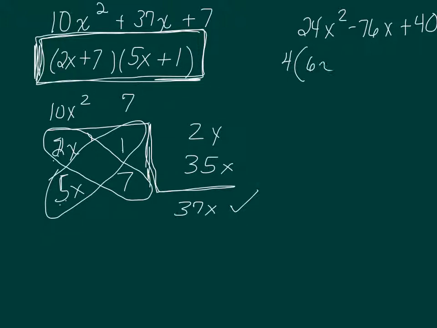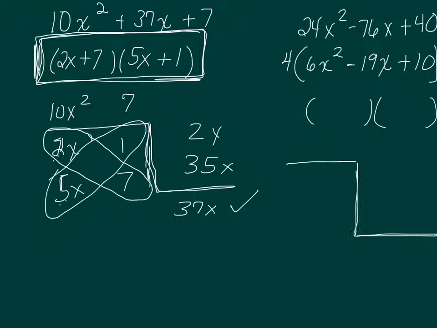So if I divide everything in parentheses by 4, I get 6x squared minus 19x plus 10. Now, inside parentheses, I don't have 4 terms. I have a trinomial. I have a number other than 1 in front of x squared, so I want to use step 4. And so to use step 4, we're still going to break this down into 2 binomials. But to help organize our thoughts, we're going to use the Z-box. So I'm going to say 6x squared and 10 and then negative 19x here.